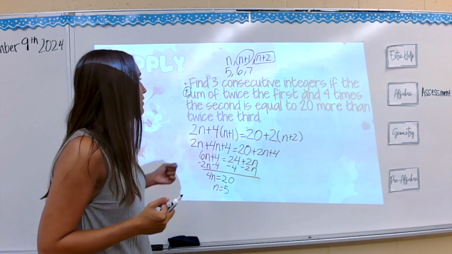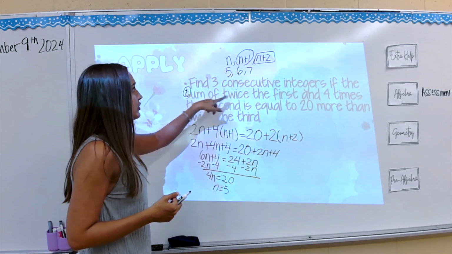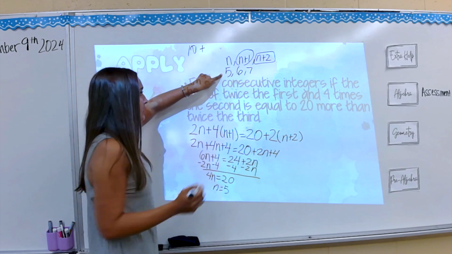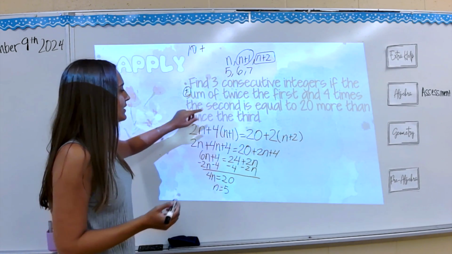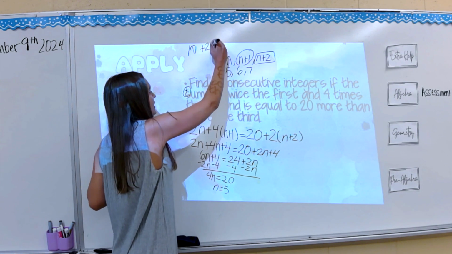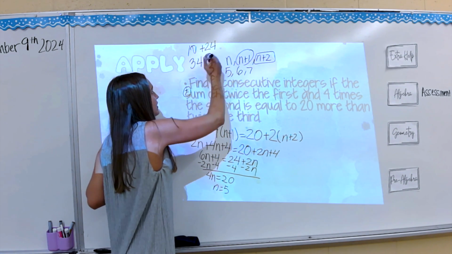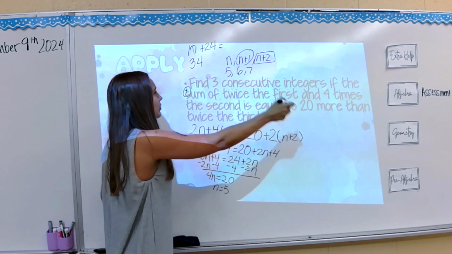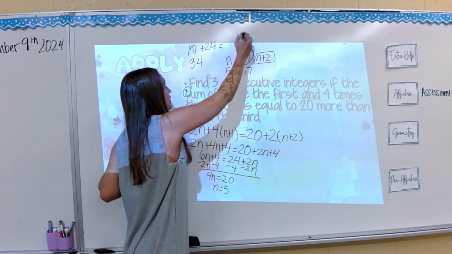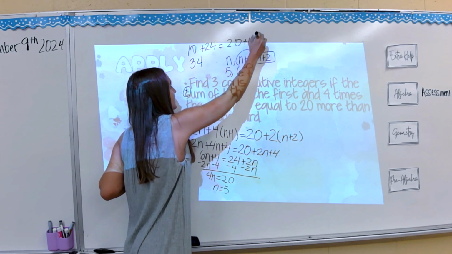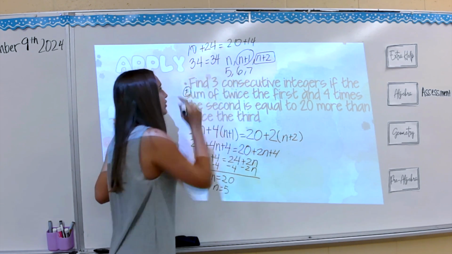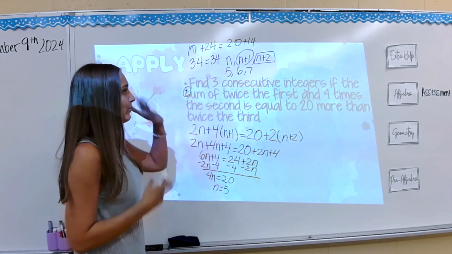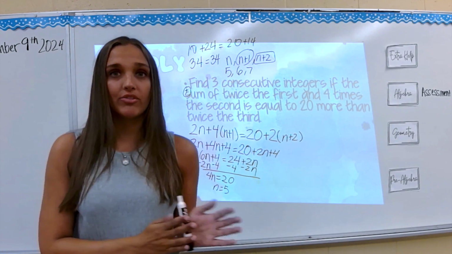And we can test this out. The sum, so the addition of twice the first, 2 times 5 is 10. Plus 4 times the second. 4 times 6 is 24. So this is 34. Equals 20 more than twice the third. Well, twice the third is 14. So 20 plus 14, which is 34. So there's ways to check your answers to make sure you're doing this correctly. When I plugged in my work and thought of it logically, that is correct.